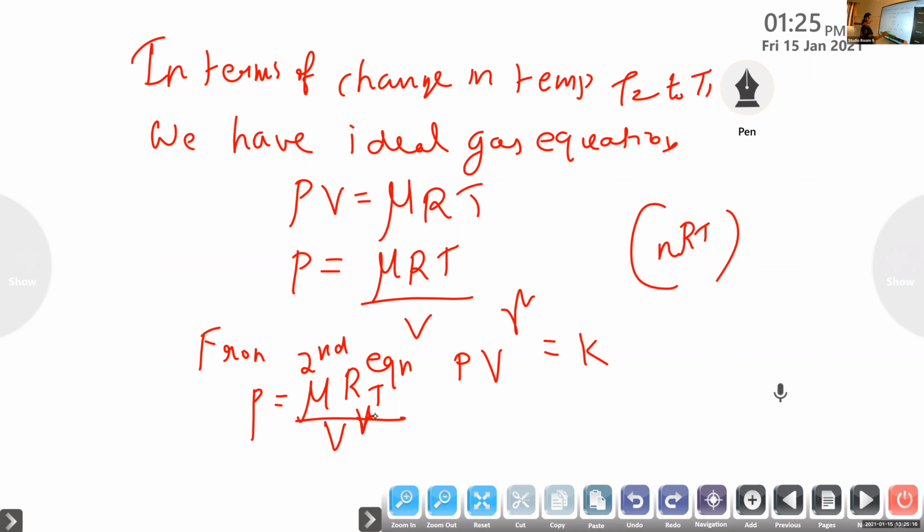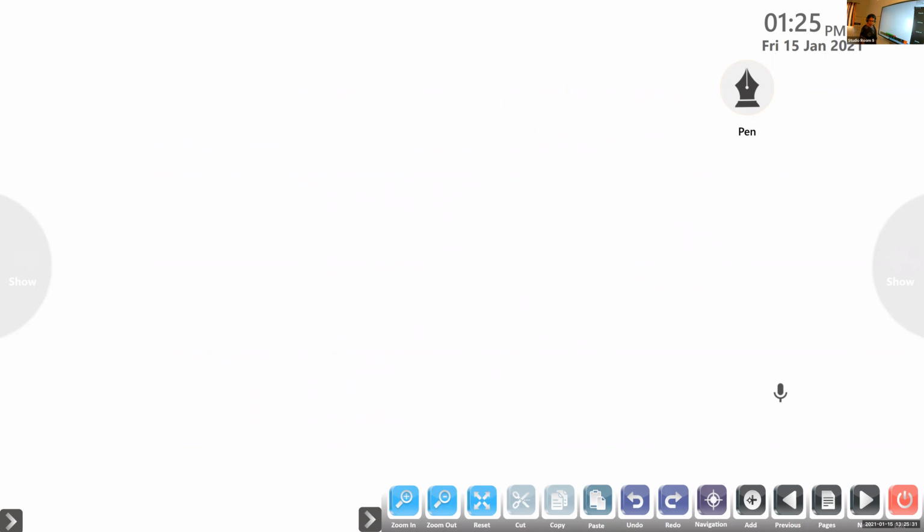Did you write? The gamma is here, okay? I am writing it on the top, but don't get confused, it is gamma. Now what we are going to do is change from T2 to T1. So instead of T, we can substitute this. Clear? Okay. So next line, thus we can write.